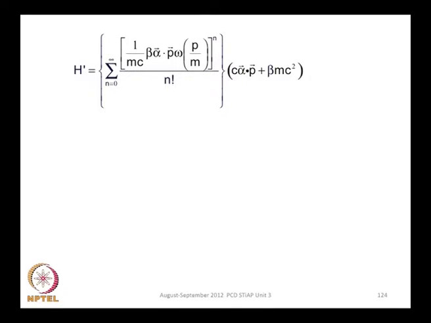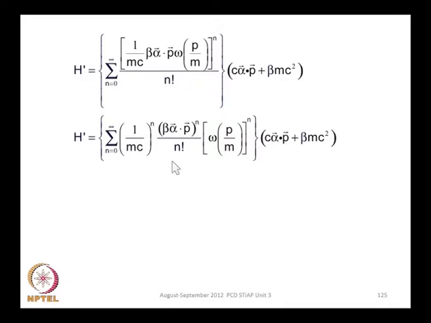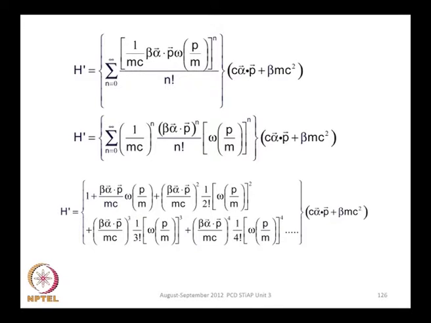Now, let us look at this expansion in some further detail. You recognize that this whole bracket, beta alpha dot p, is raised to the power n. So, each factor 1 over mc is raised to the power n, the beta alpha dot p operator is raised to the power n, and the omega function is raised to the power n. So, you have this power series expansion now of these operators.